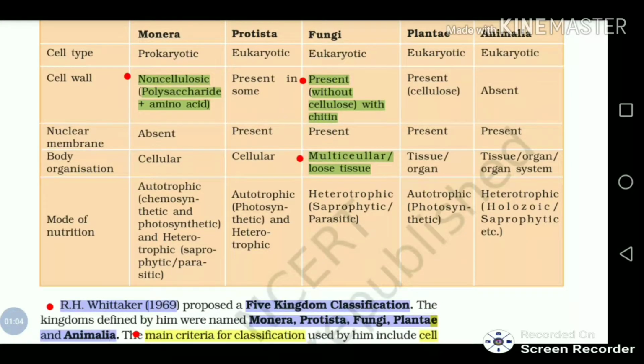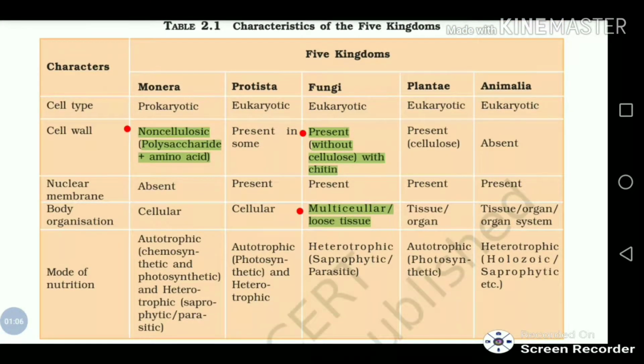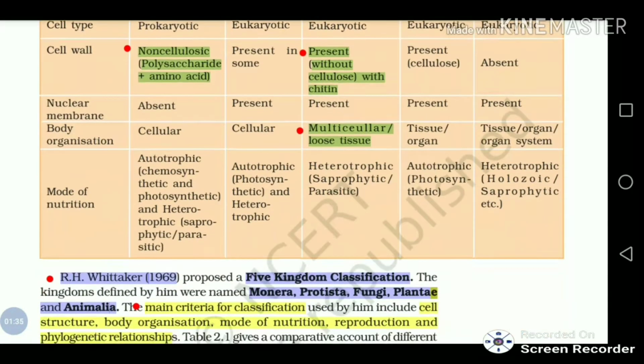This table is important. According to my point of view, these three points are very important from this table. That is, the cell wall composition of Monera is non-cellulosic, that is polysaccharide with amino acids. Then the cell wall of fungi is present and is made of chitin and without cellulose. Then the body organization of fungi is multicellular with loose tissue.